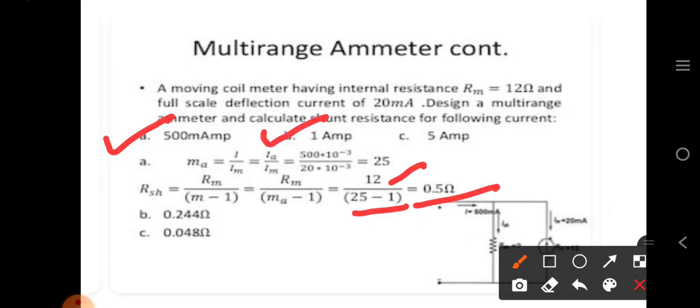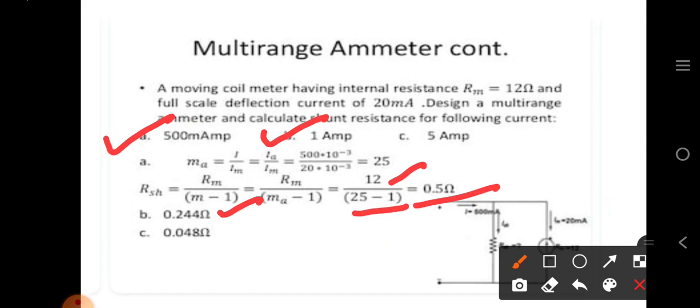Now in the second case we have to extend the range up to 1 ampere. So we have to extend the range from 20 milliampere to 1 ampere. Following the same procedure, first we will calculate MA. How can we calculate MA? We will put the value of 1 ampere upon 20 milliampere. So 1 ampere upon 20 milliampere we will get MA, and by putting this MA value in the formula of Rsh we will get the shunt resistance, and the value will be 0.244 ohm.